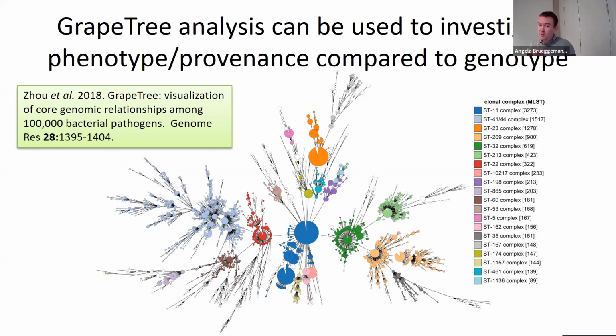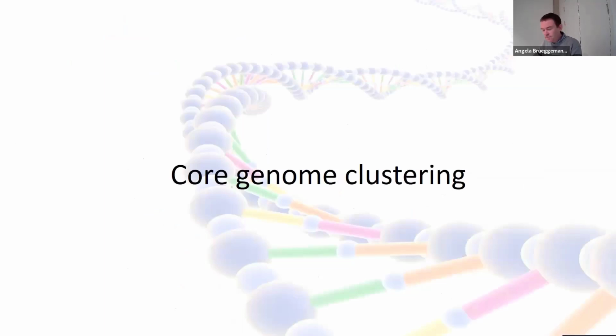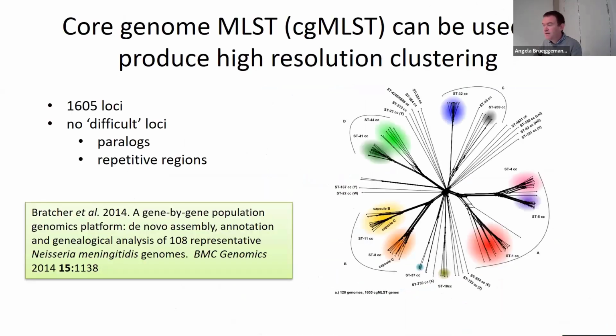You can also drag and drop the different nodes within the tree, and it all moves around on your screen. So it does produce some nice graphics that are actually publication quality, and you can export them as SVG files. So it's a nice tool for producing nice images. So I've talked about genome clustering using core genome MLST. I think this is almost the last thing.